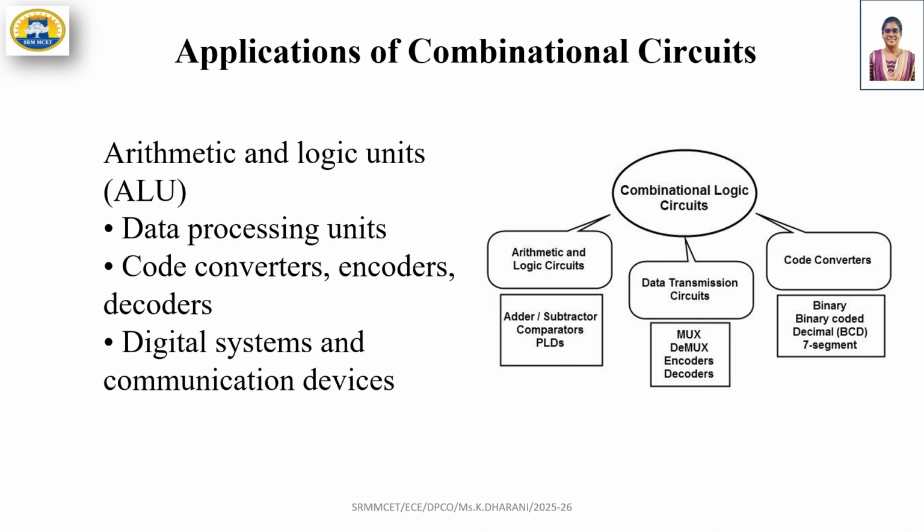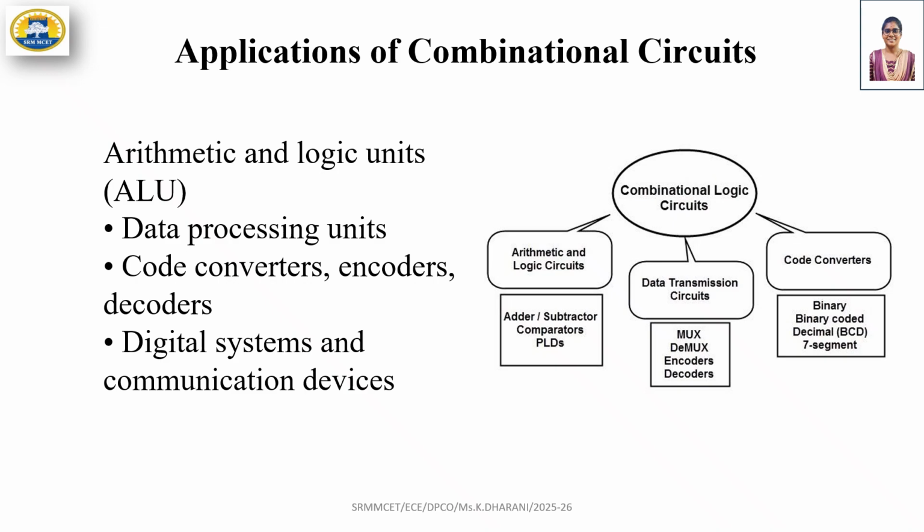In arithmetic and logic circuits, we have adders, subtractors and comparators. In data transmitter circuits, we have MUX, DMUX, encoders and decoders. MUX is nothing but a multiplexer, and DMUX a demultiplexer. For code converters, we have binary to binary coded decimal and 7 segment. Here we have all of them, so that we can easily understand how combinational logic circuits are segregated.